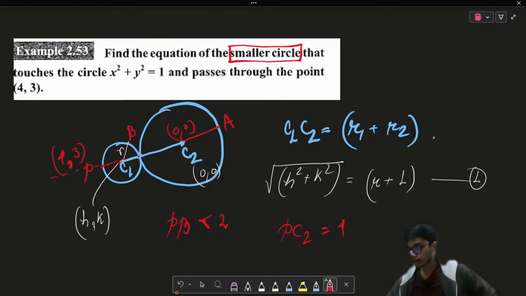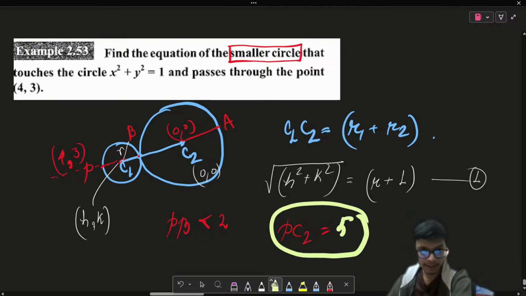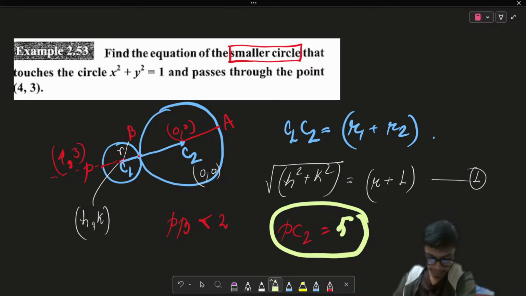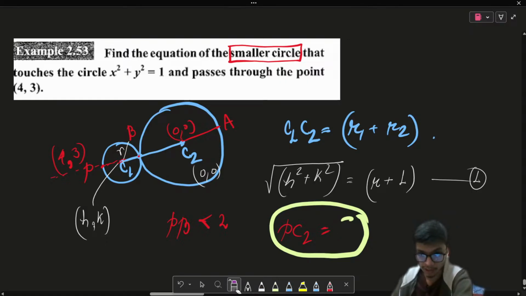So what I'm trying to mention is that this particular distance is going to come out as, sorry, not 4, it should be 5, right? So this PC2 distance should be equal to 5. Now sorry, it should not be 5, it should be 5 minus 1, that should be 4 only, right?